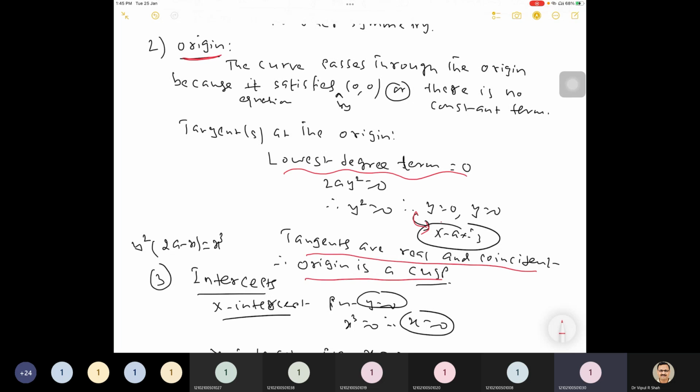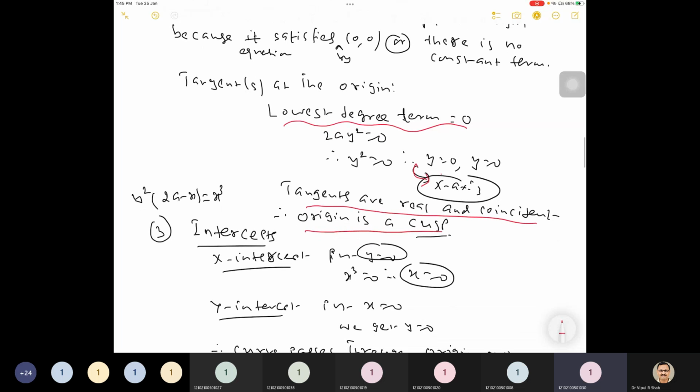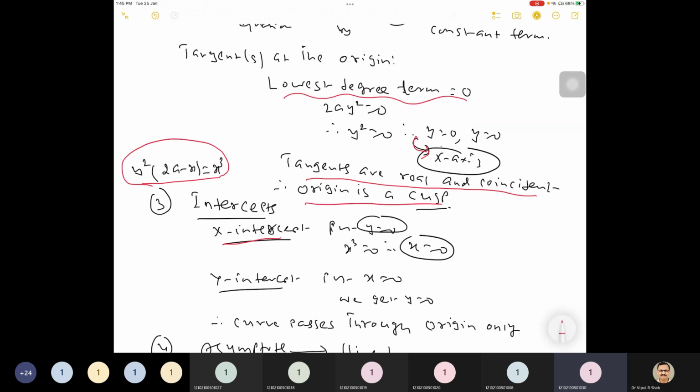Now then next part is intercept. Again, we write this equation because it's in the earlier slide. So for x-intercept, you have to put y to be 0. So if you put y 0, you will get x cube 0, and so x 0. For y-intercept, you put x equal to 0. If you put x equal to 0, you will get y also equal to 0. So there is no intercept other than the origin. That means the curve passes through origin only.